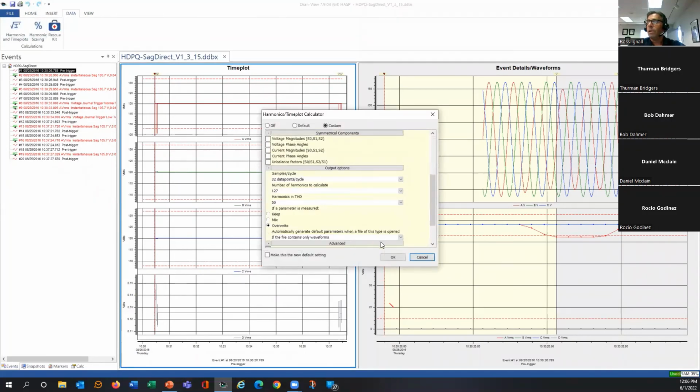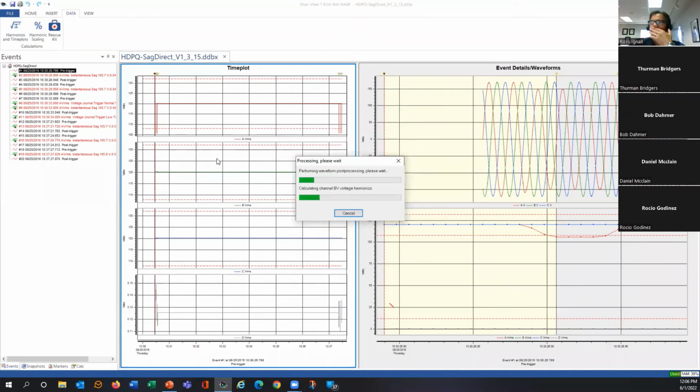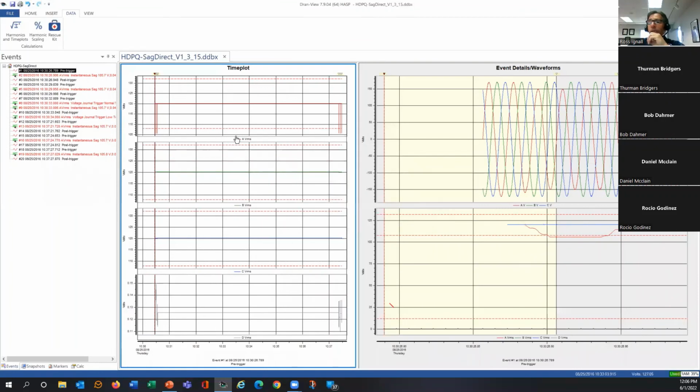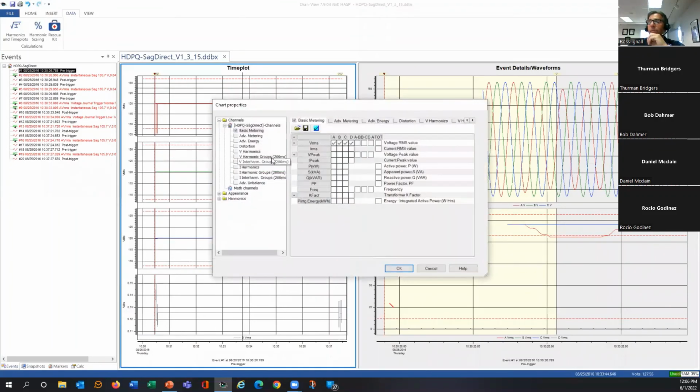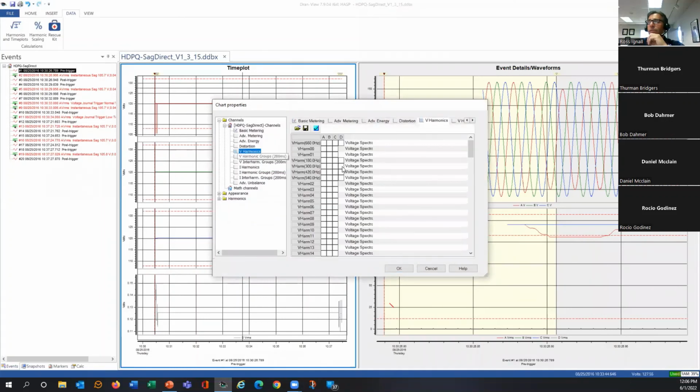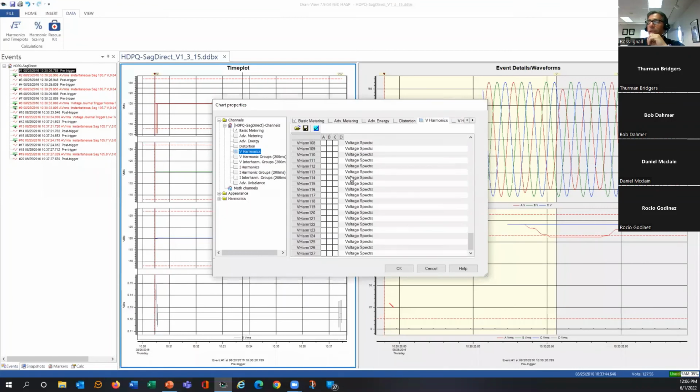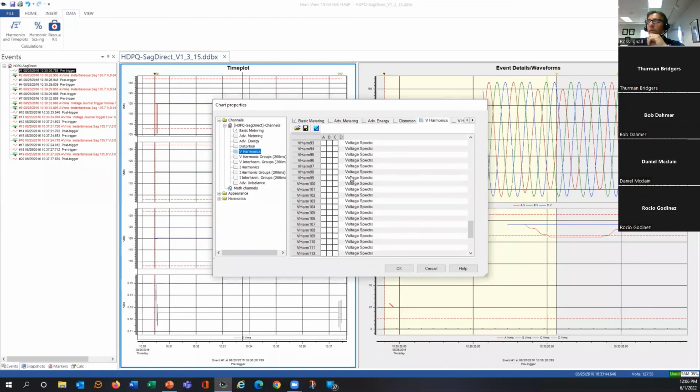Let's run that again, and we'll change that to the 127th. You can see that it's done. Right click, Properties, and if I go to the harmonics, now you see what else I have here, all the way up to the 127th. And those are available for plotting if you'd like.